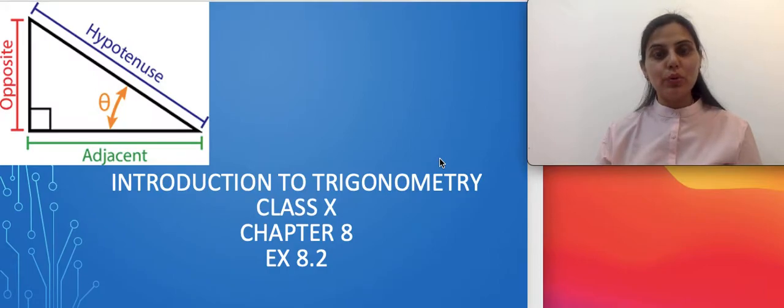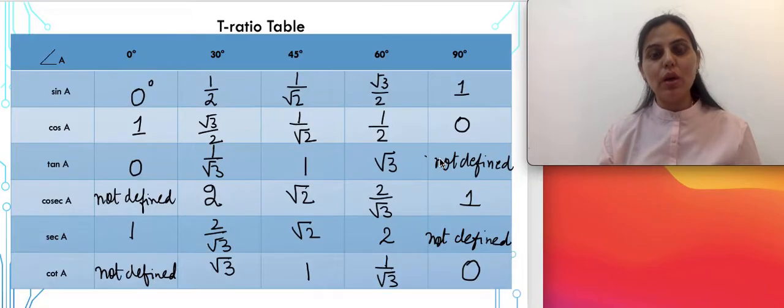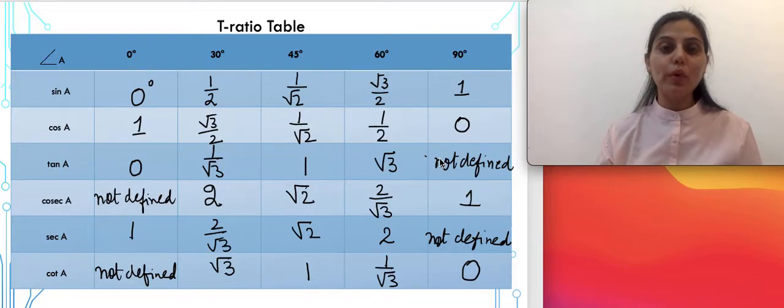In today's video, we are going to discuss exercise 8.2, chapter 8, Introduction to Trigonometry. In the previous video, I had explained all the different trigonometric ratios and we had formed a consolidated table also. Making use of this table, how to use these values, all these kinds of questions will be covered in exercise 8.2. So please watch the video till the end.